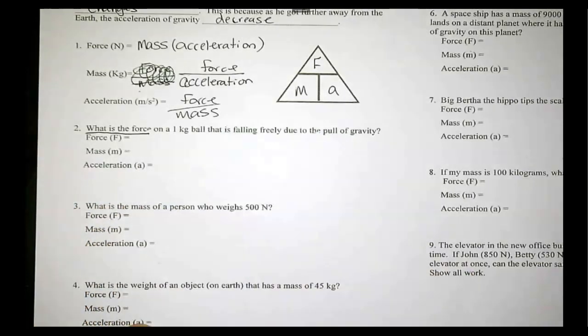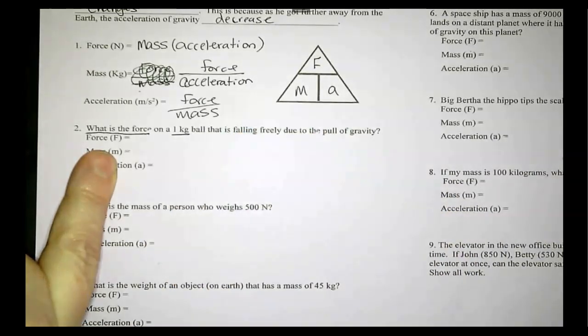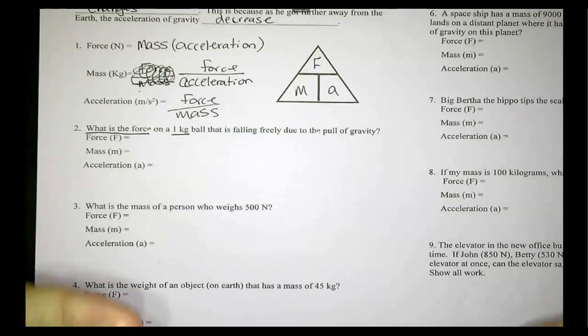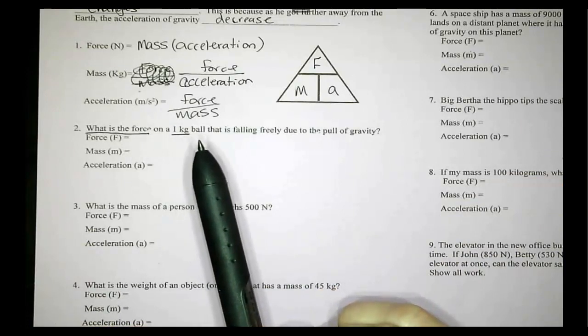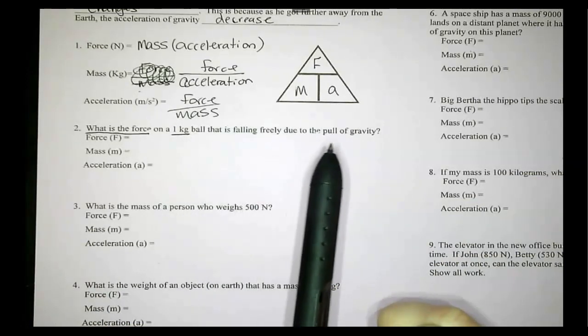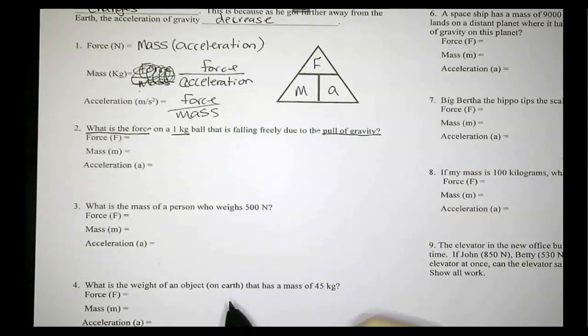That's significant because it's asking you to solve for force. So then I also see 1 kilogram. That's a significant thing. And that's really all I see at the moment. So let's read the rest of the question. What is the force on a 1 kilogram ball that is falling freely due to the pull of gravity? All right, well, pull of gravity is also significant.